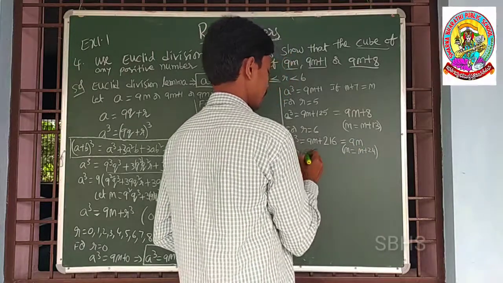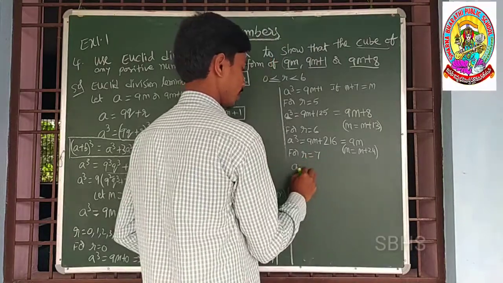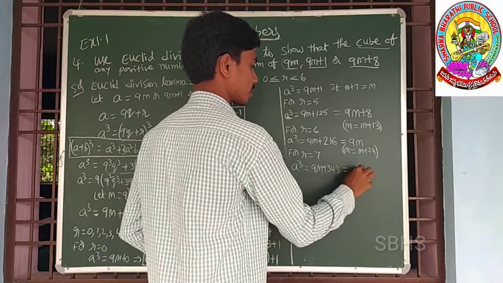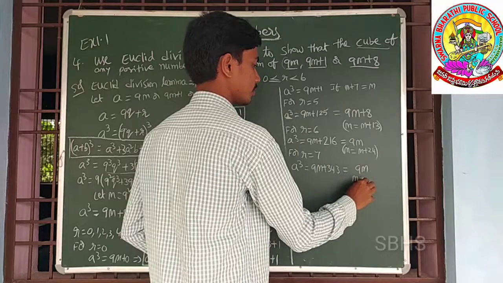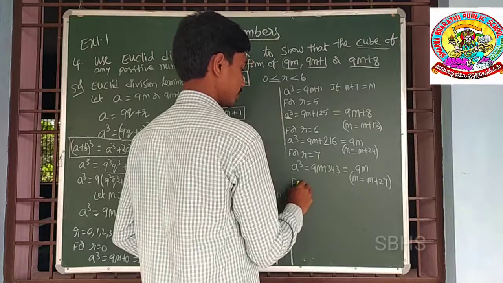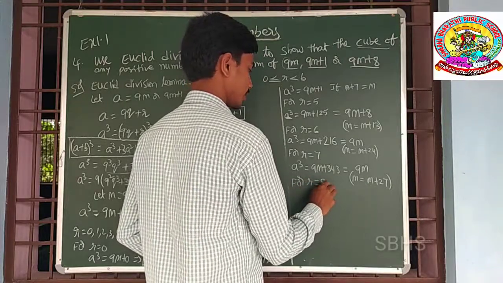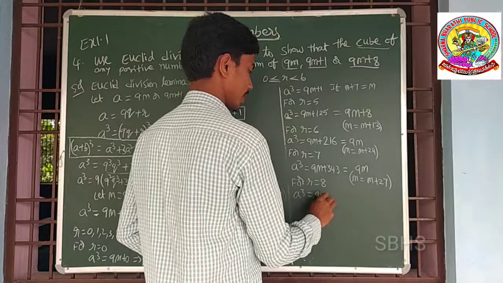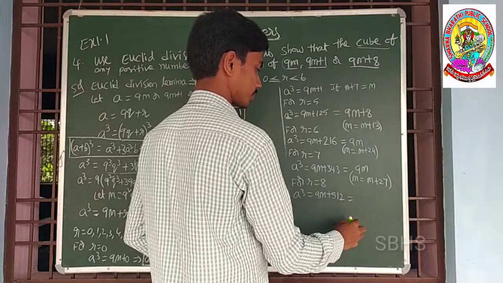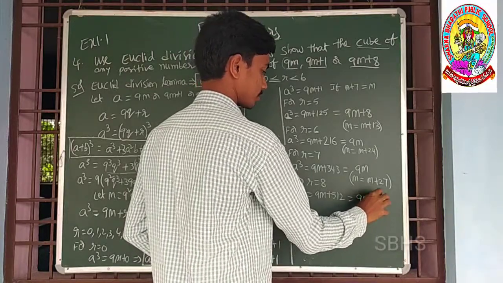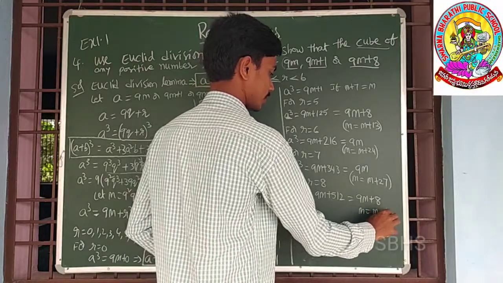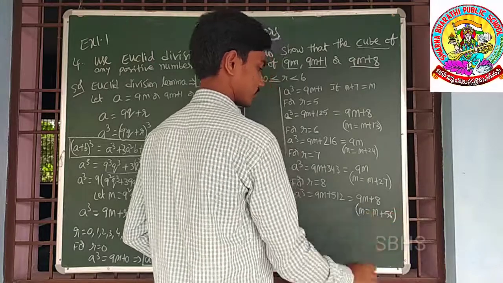For r is equal to 7, a cube is equal to 9m plus 343. It is also expressed in the form of 9m. Here m is equal to m plus 27. Next, for r is equal to 8, a cube is equal to 9m plus 512. It is also expressed in the form of 9m plus 8. Here m is equal to m plus 56.